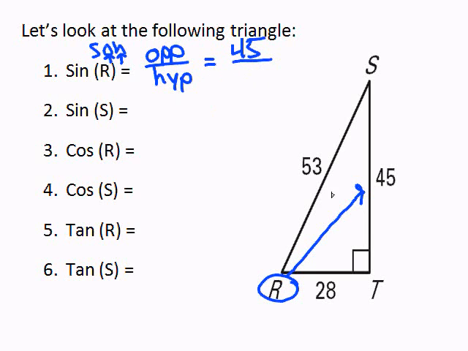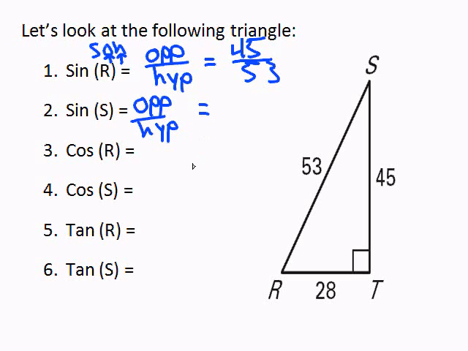The hypotenuse of the triangle, which is across from the T, is 53. So the sine of angle R is equal to 45 divided by 53, because that is the opposite side over the hypotenuse. Let me find the sine of S. Again, the sine of S is going to be the opposite over the hypotenuse.